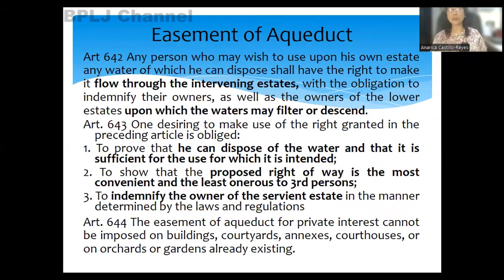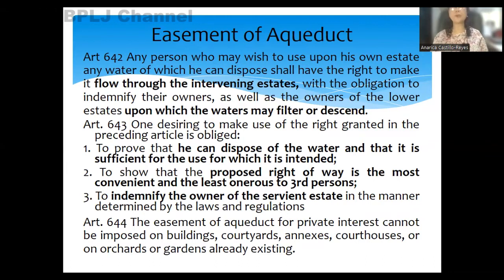Okay, another easement relating to waters is the easement of aqueduct. Any person who may wish to use upon his own estate any water of which he can dispose shall have the right to make it flow through the intervening estates, with the obligation to indemnify their owners as well as the owners of the lower estate upon which the waters may filter or descend.